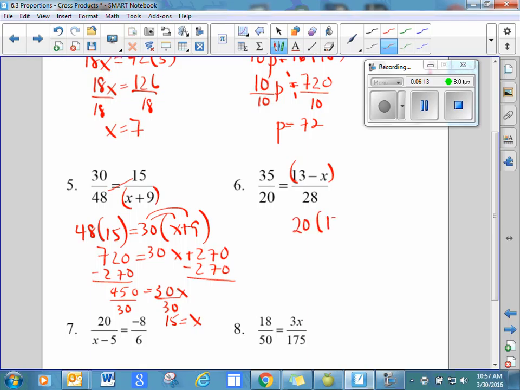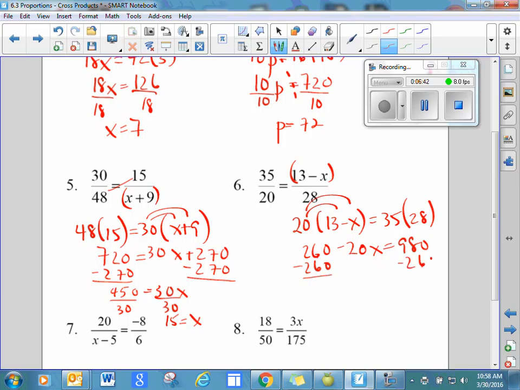20 times 13 minus x equals 35 times 28. Distribute. 20 times 13, well, 2 times 13 is 26, so add a 0, 260, minus 20x equals, and then 35 times 28 is 980. A little more arithmetic, subtract 260 from both sides, bring down the minus 20x, don't forget the negative sign, and that would be, let's see, 720.